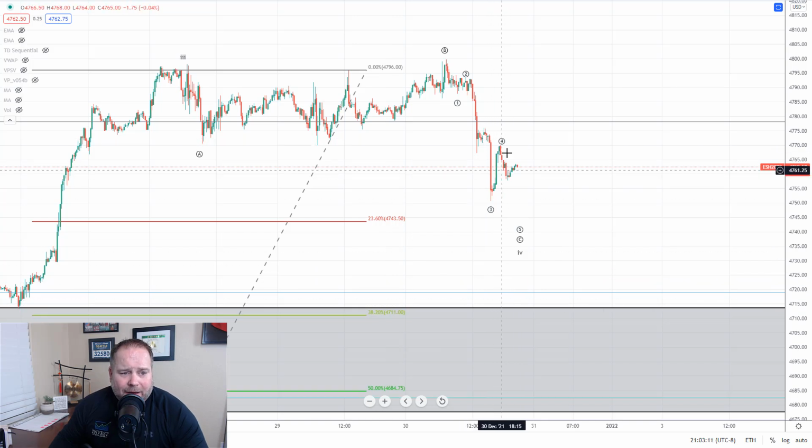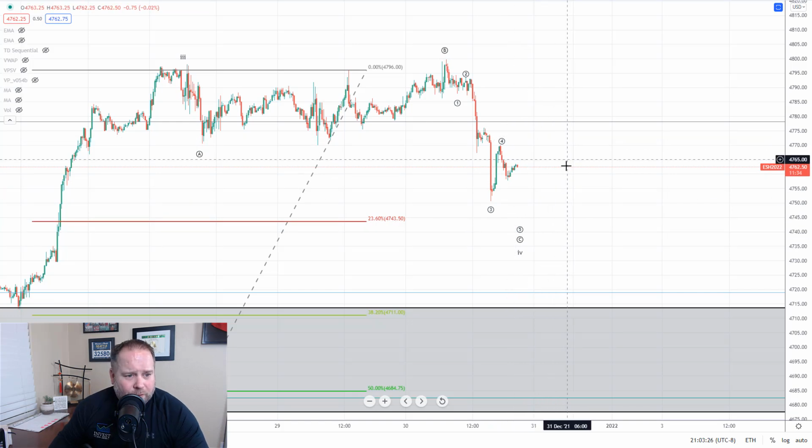So I expect consolidation and then a push down, probably to this 47.43 or a little bit lower area. Given the depth of 3, they might push it just below that. And they could push it down to 11, but I think it'll be a little bit higher than that. And then we'll look for a really strong reversal from that.